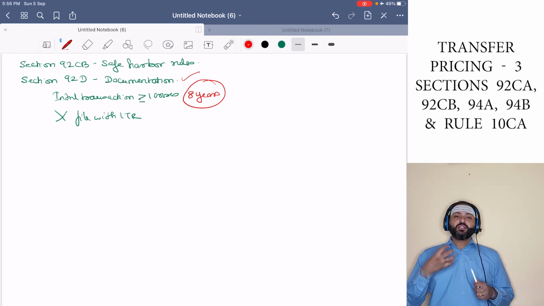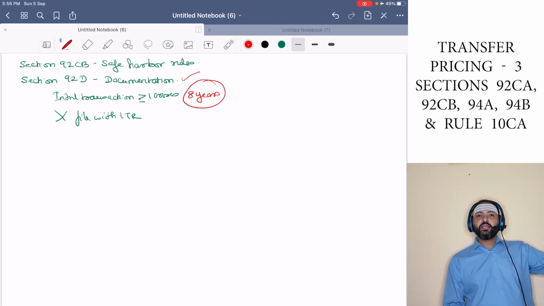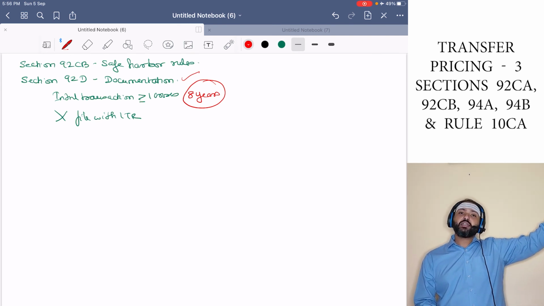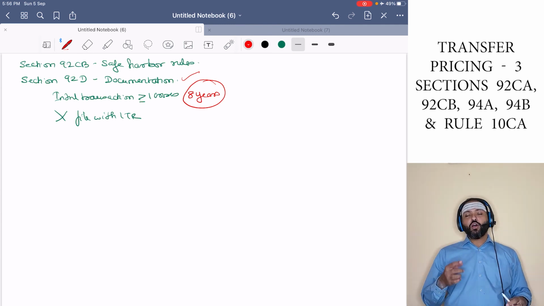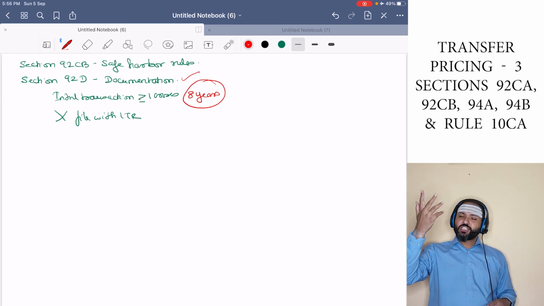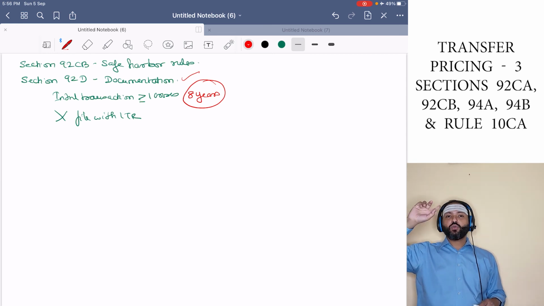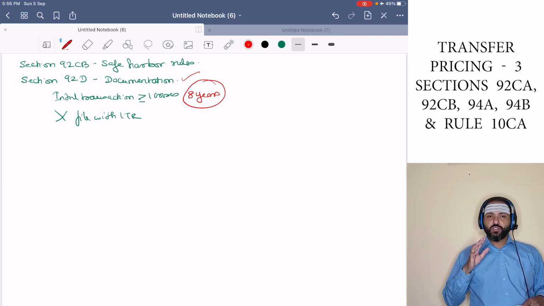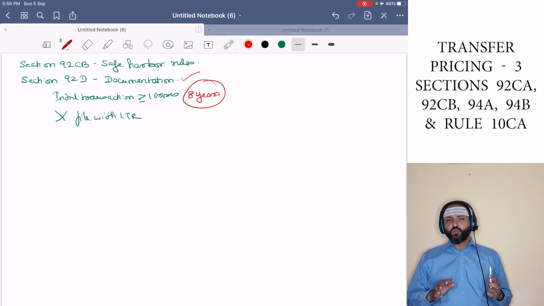At this point in time, suppose you have not maintained 92D, then 92C(3) will trigger, with the TPO going ahead and computing ALP. Or he has called for the transfer pricing documentation, you have not submitted it, then he will go under 92C(3) and start doing the ALP computation on his own. Are you able to understand? So this is the importance of 92D.